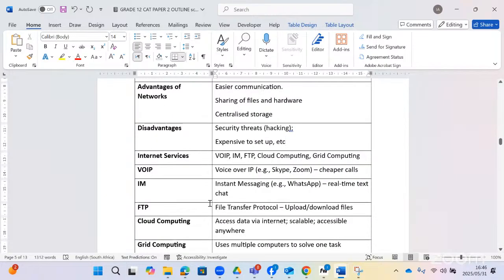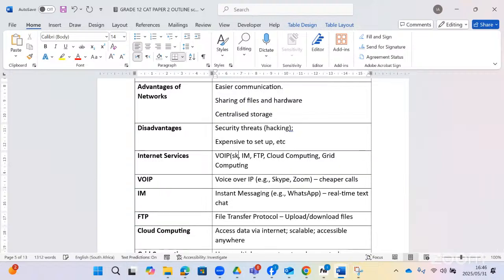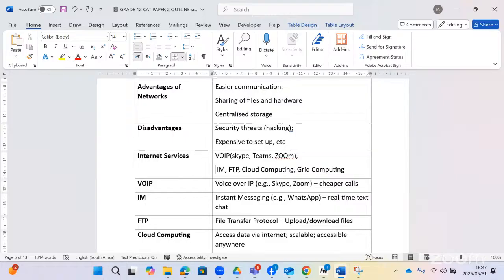You must also know internet services. What services are available when you use internet? Example is the VoIP, voice over internet protocol, which is Skype. And then we also have examples like Teams, Zoom, like what we have been using now, to be able to connect to people through network, and then you join so many people so that you can have voice and video calls as well.